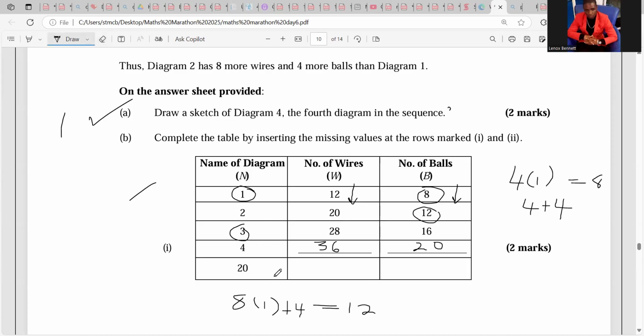Alright, so at 20, for the first one, it's 8n. 8 times 20 is 160, plus the 4, 164. So for the one here, it's going to be 4 times the 20 plus the 4, which is 84.